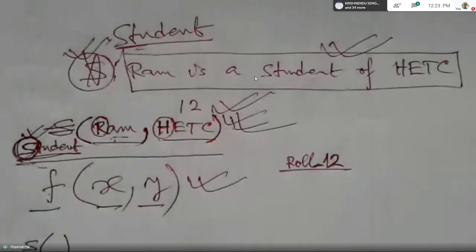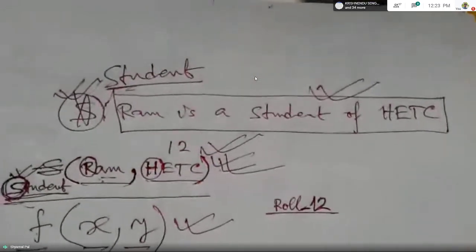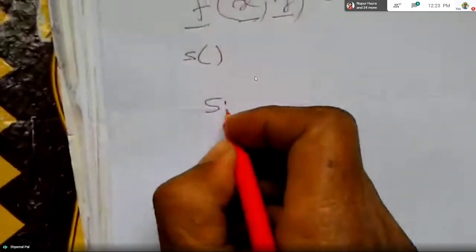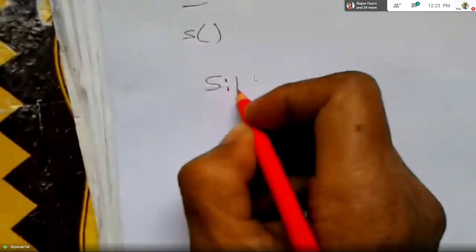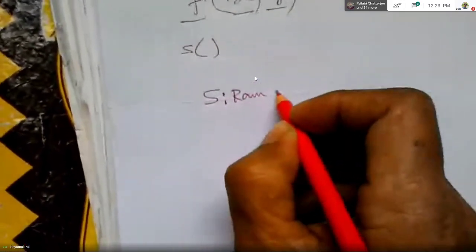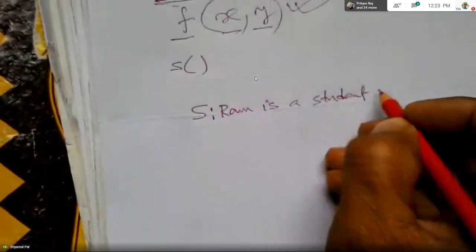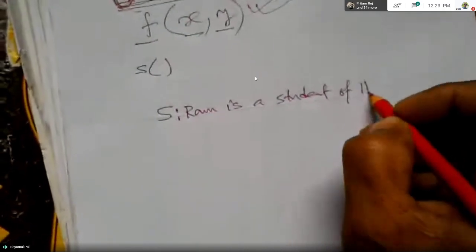Now it's visible. Okay. Look at the top of the page. A student is written there. Or let me write it again. So what I have taken as an example, if it is being used to represent the statement Ram is a student of HTC.